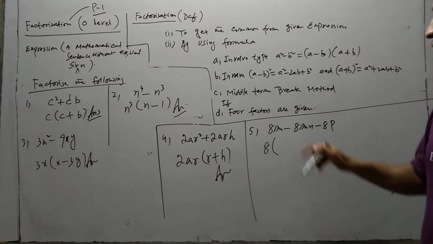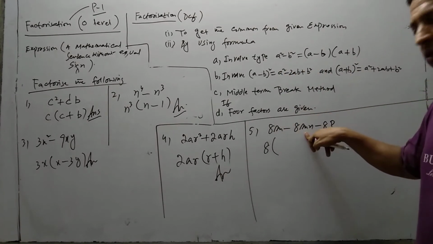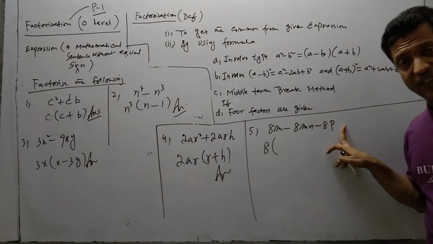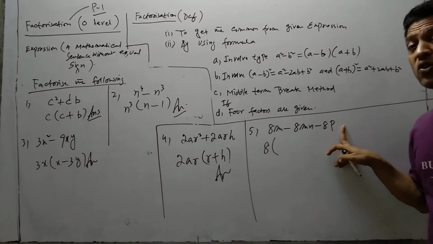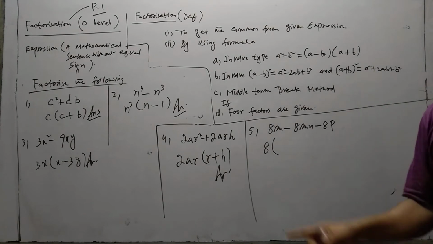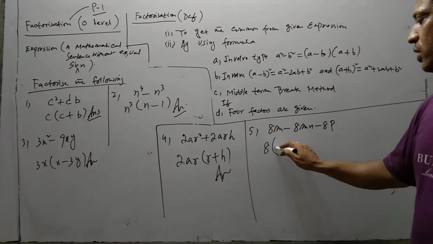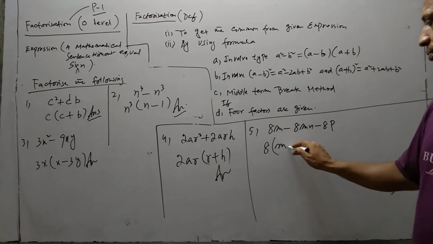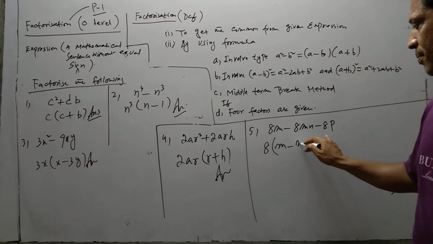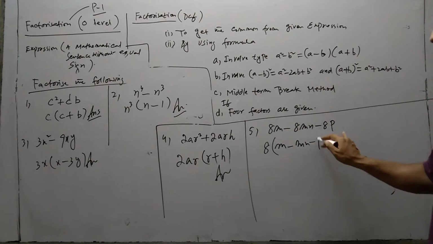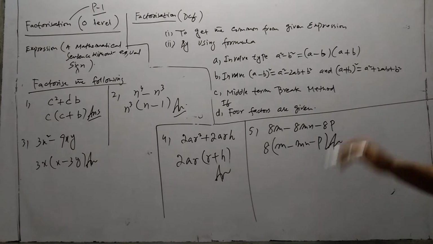What is remaining? M is over here, M is over here, but M is not present in this term. So M is not common. Common means common from all the terms. So the only term left is m minus n minus p. This is your final answer.